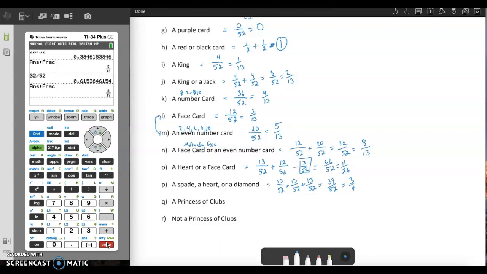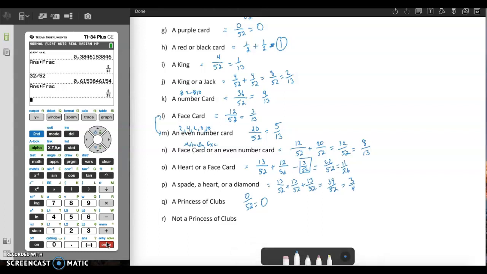What's the probability of drawing a princess of clubs? Well, none of the cards are a princess. We have a jack, a queen, and a king, but no princess. So there are 0 out of 52 ways to do that, or just 0.